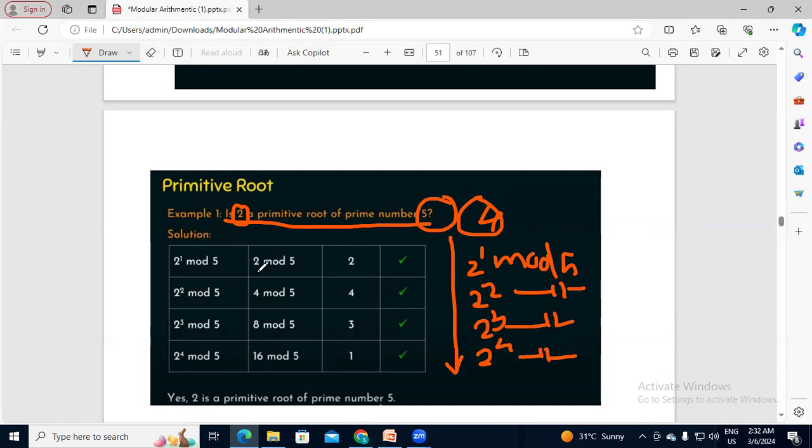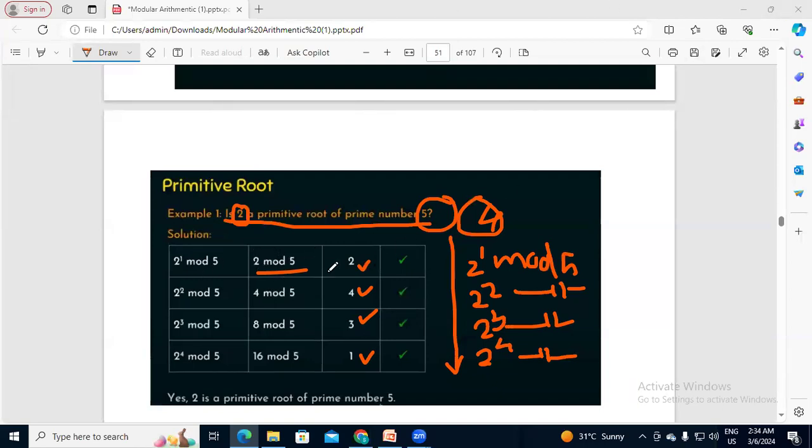2 to the power 1 will be 2 mod 5. 2 to the power 2 will be 4 mod 5. So you only need to check, very simple thing, whether all these numbers are distinct or not. That is the simpler thing you need to do.